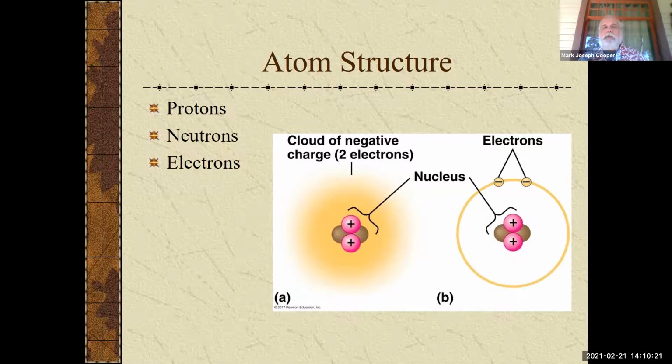The last one is the electron. The electrons are negatively charged. They are in a cloud or an orbital or shells surrounding the nucleus. And they do have a mass, but that mass is pretty small. It's like 1/2000th of an AMU or Dalton. So I want you to know that. That will help you when we discuss things.